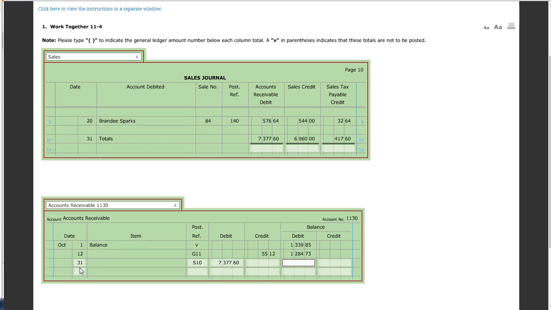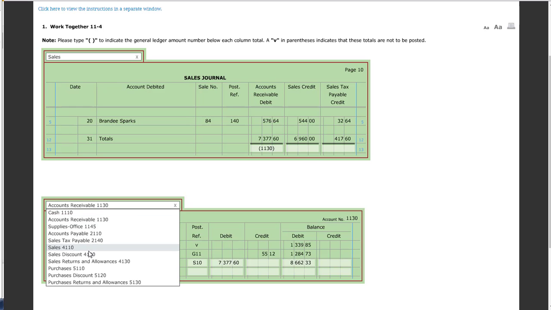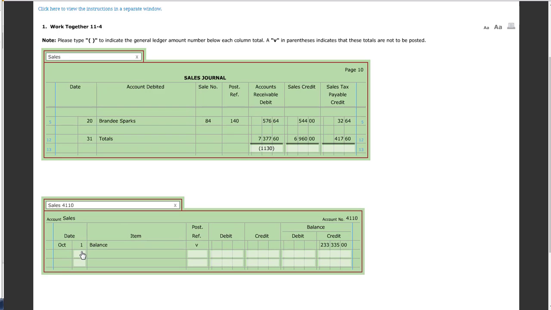I'm going to take that $7,000 plus the $1,284.73, and I got $8,662.33. Account number 1130 goes back up top to say that I posted it to accounts receivable. I'm going to do the same thing to sales credit. I was jumping a column.